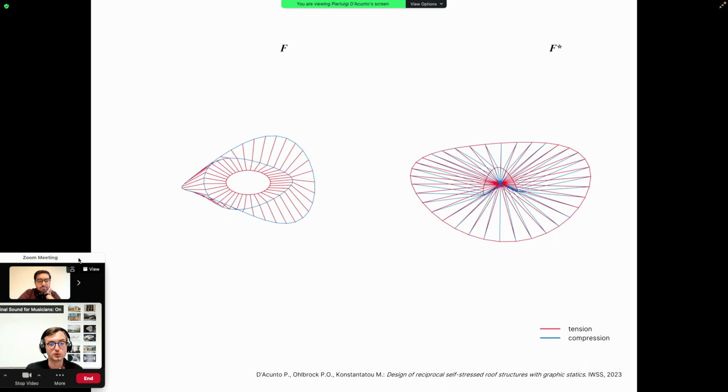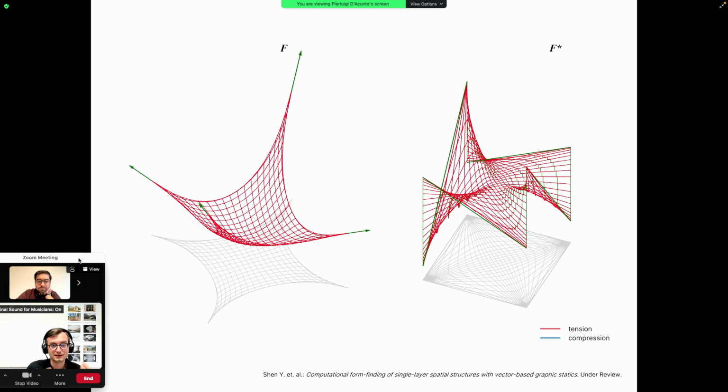This is because of the reciprocity between form and force diagrams. And this principle, that is equilibrium, that is a basic principle, can be applied to any scale, any material, obviously with certain constraints, but potentially any kind of structure system. We see here, for example, this cable net that is in tension.